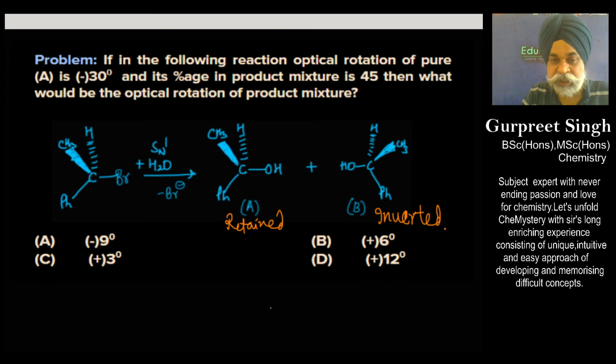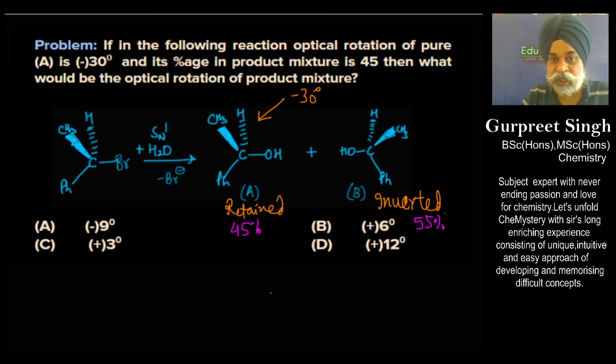Now what is being given is that if you had optically pure A, its rotation is minus 30. And during this reaction, the percentage of A in the product mixture is 45%. So he is saying this is 45%, and obviously the other would be 55%. The same analogy which I took in the previous question got applied here.